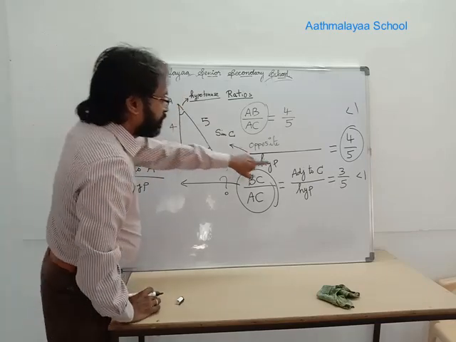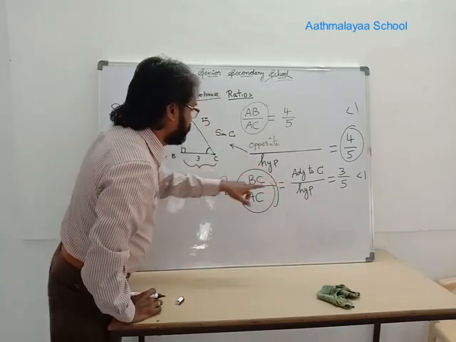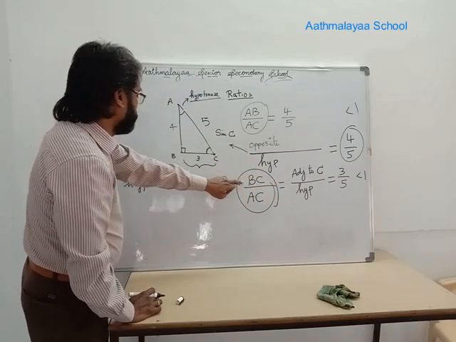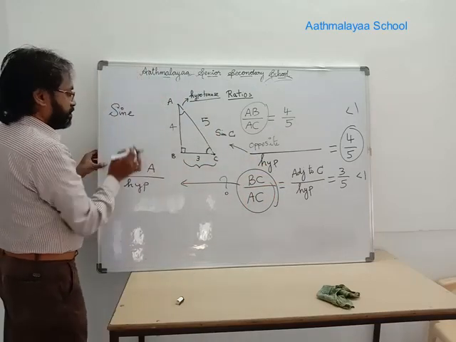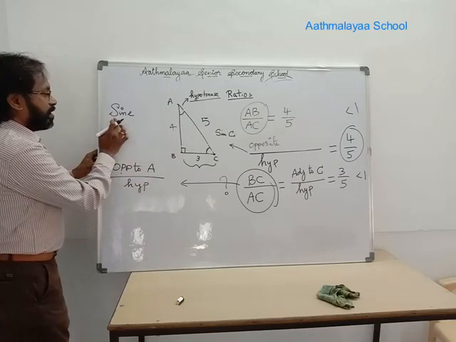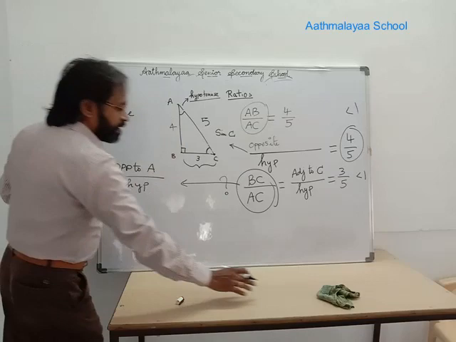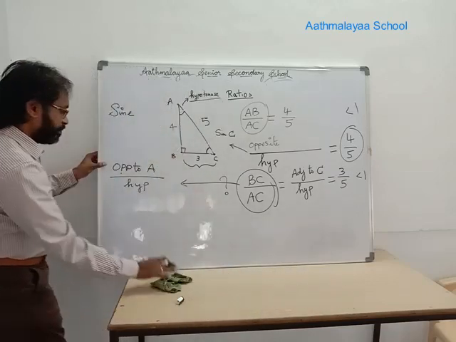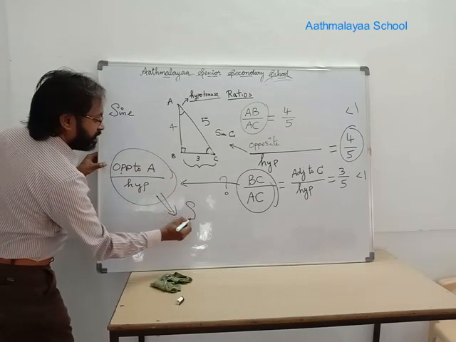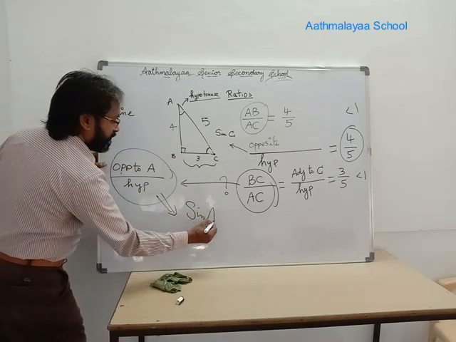Okay, we will come to this a little later. We will just see the same definition, opposite. What is BC? BC is opposite to angle A. So whenever I use opposite to something, I can use the definition of sine. So now I can write this one as sine A.